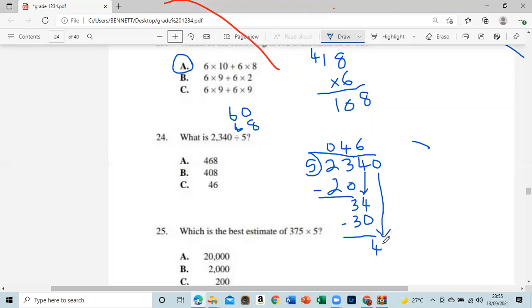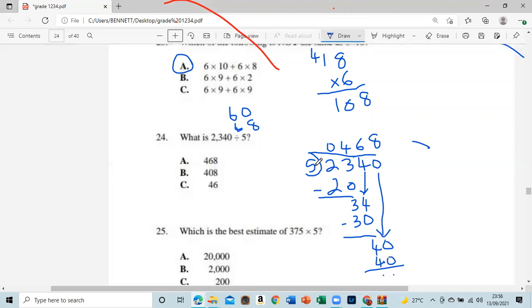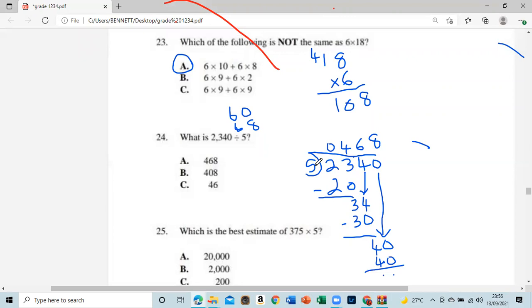5 into that goes 8. And then you multiply, and you continue until you get to 0. Our remainder must be less than 5, so you can have remainder 4 or remainder 3. My primary school teacher did an excellent job with me, and she would appreciate you, Mr. Bennett. Appreciate you, all right?